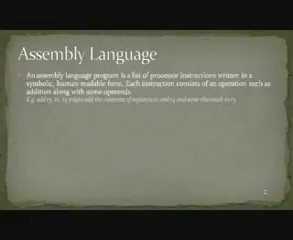Assembly language. An assembly language program is a list of processor instructions written in a symbolic, human-readable form. Each instruction consists of an operation such as addition along with some operands. Example: add R5, R2, R4 might add the contents of registers R2 and R4 and write the results to R5.